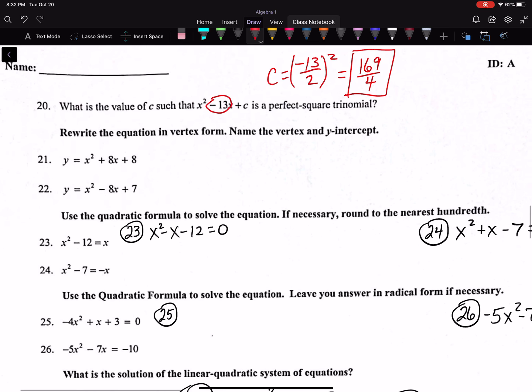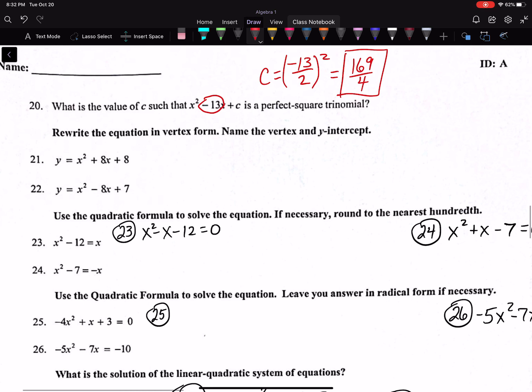Name the vertex and interpret the y-intercept. So first off, vertex form. What is vertex form? Vertex form is y equals a times x minus h squared plus k. We already know the a in both of these. A in both of them is 1. We need to find h and k. Now you can do this a couple ways. You can find the vertex using your calculator, or you can do it by completing the square.